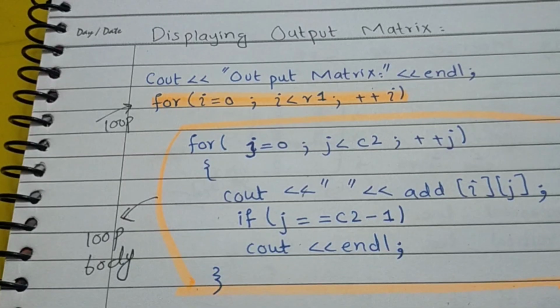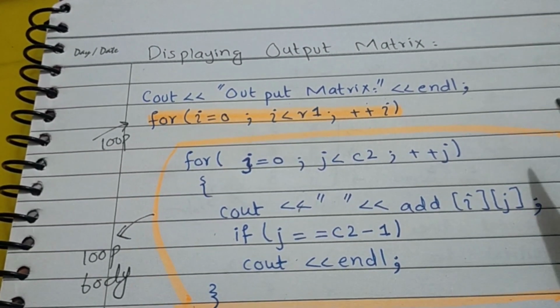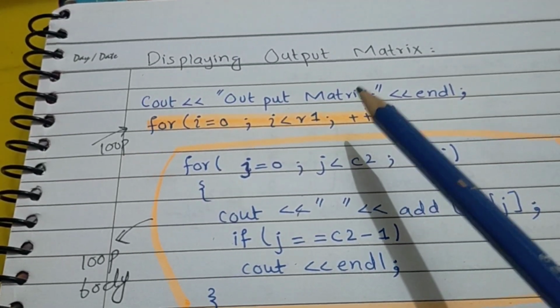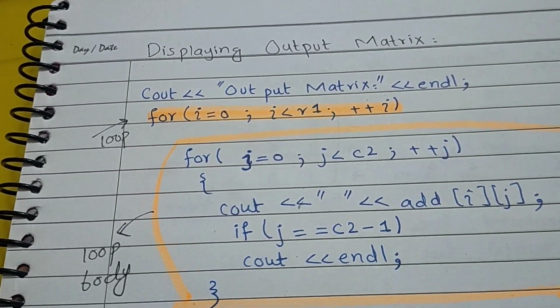So our last step is to display the output matrix. Okay, so we will now display our output matrix. So let's understand how these statements work, how to display the output matrix.